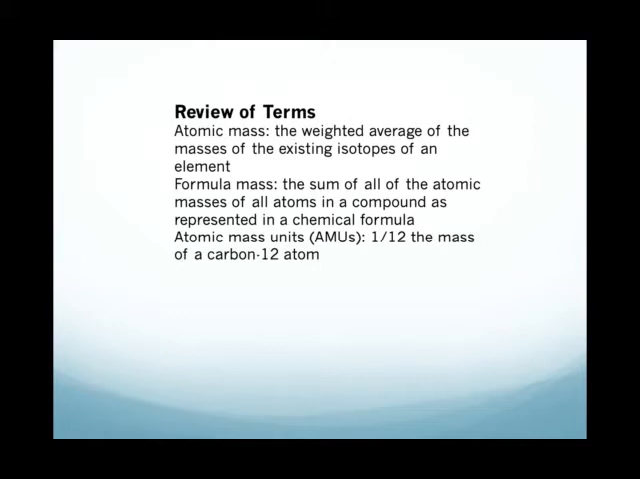Atomic mass is the weighted average of the masses of the existing isotopes of an element. Formula mass is the sum of all of the atomic masses of all atoms in a compound as represented in a chemical formula. Atomic mass unit is 1/12 the mass of a carbon-12 atom. This unit is used to express the relative atomic mass.